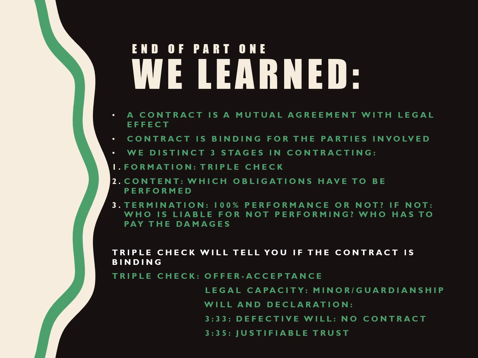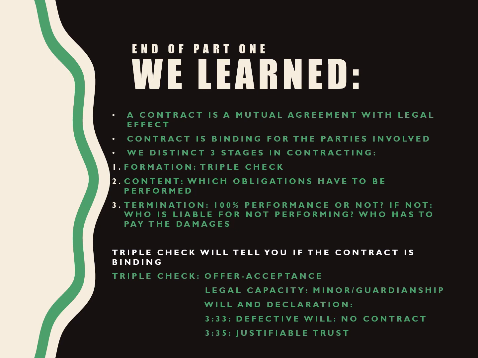If both parties perform 100%, the contract is done and over with. If both or one party did not perform 100%, we cannot end the contract before we solve that gap that exists between the 100% and the actual performance that was less. So we have to figure out who is liable for not performing and who has to pay the damages, and we will do that in the next part.